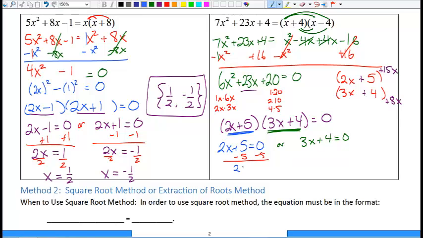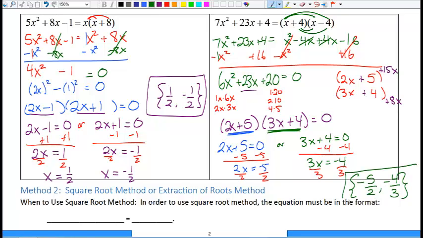So I have 2x is equal to negative 5. Divide both sides by 2. So that's negative 5 halves as one of my answers. And then I'm going to subtract 4 on the other equation and divide by 3. So my other equation's solution is negative 4/3. So those are my two solutions.